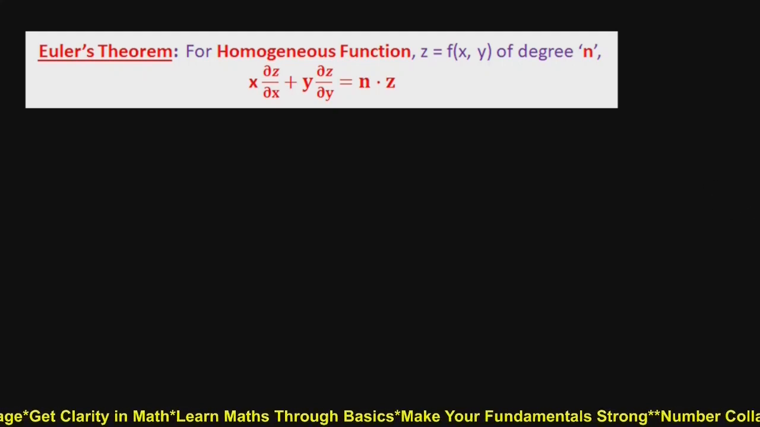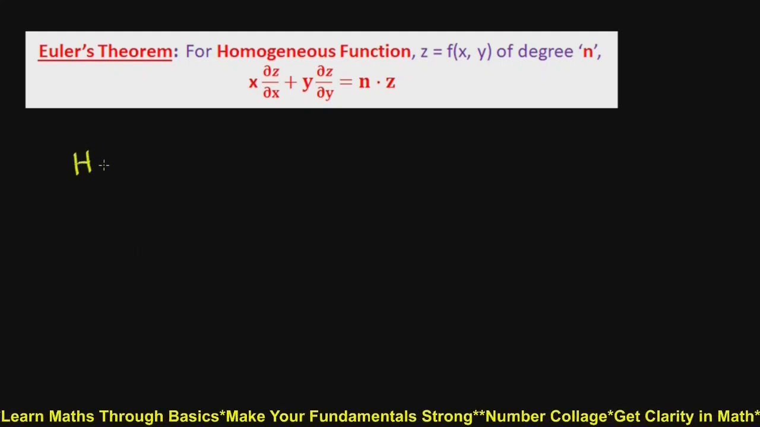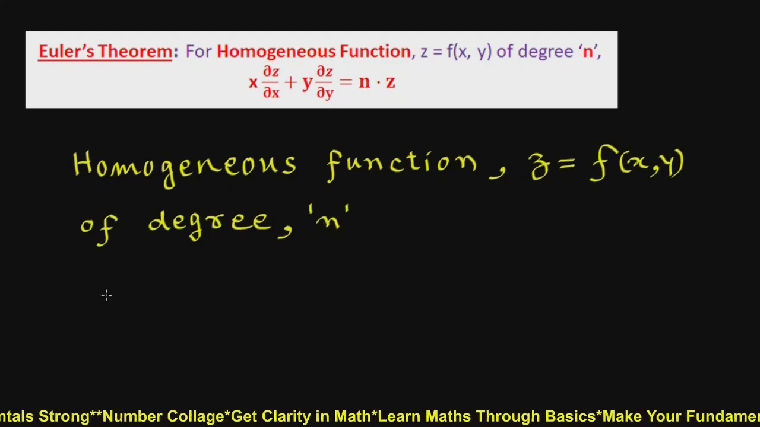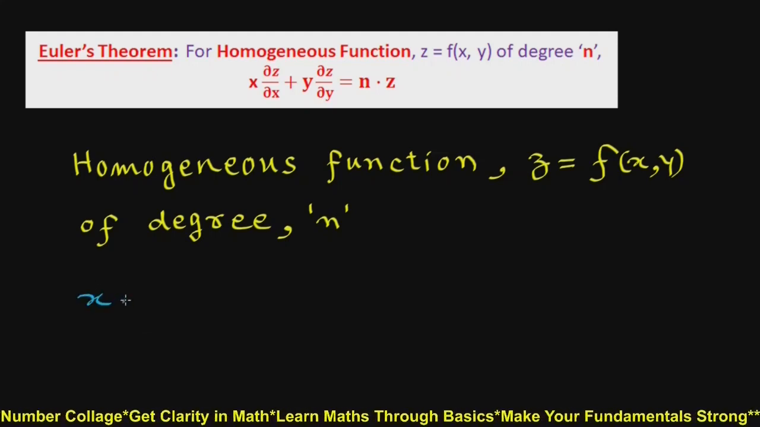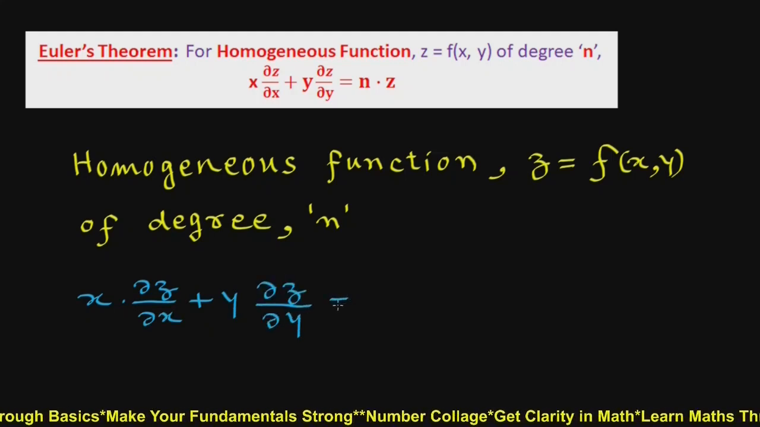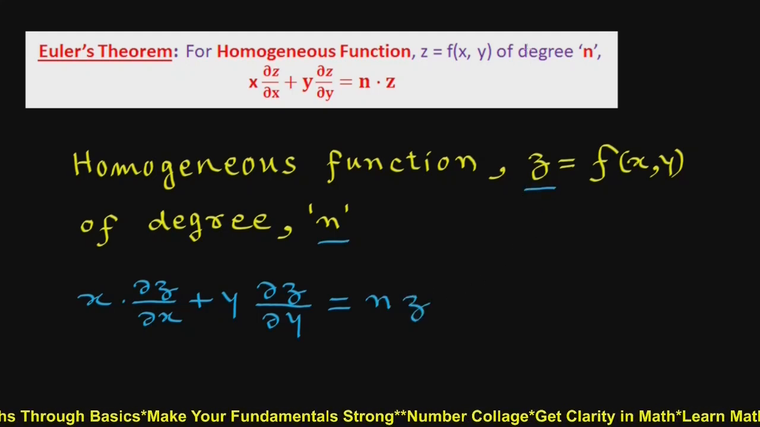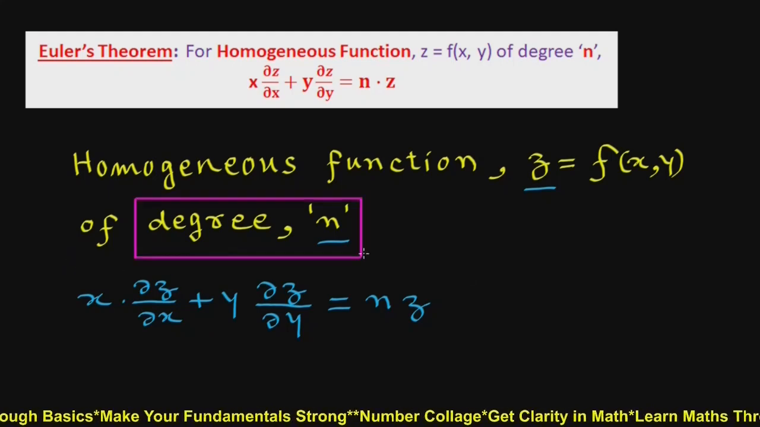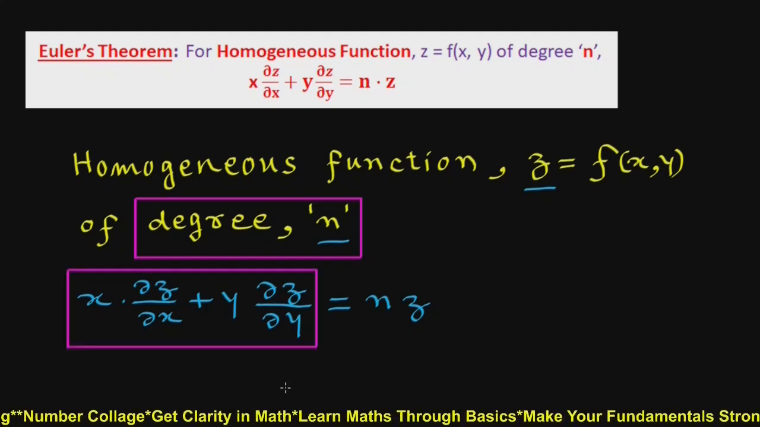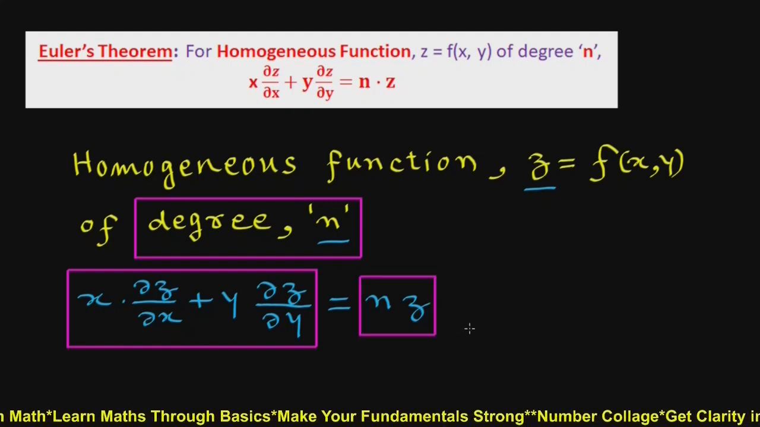In this video, we will study Euler's theorem, which states that for a homogeneous function z equals f(x,y) of degree n, we can directly write the value of x ∂z/∂x plus y ∂z/∂y as n times the function z. In short, just by knowing the degree n of the homogeneous function, we can directly write x ∂z/∂x plus y ∂z/∂y as nz.